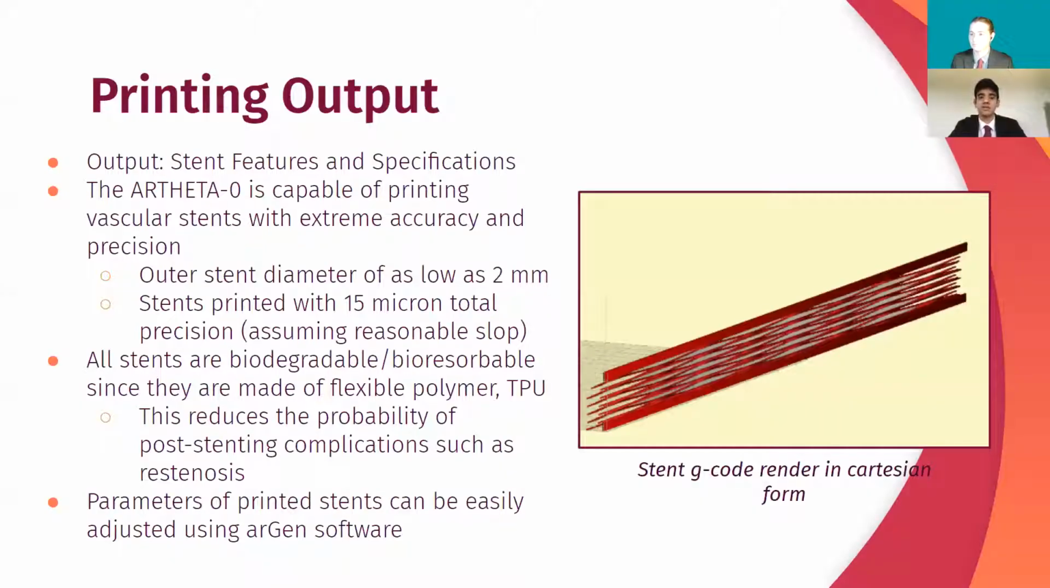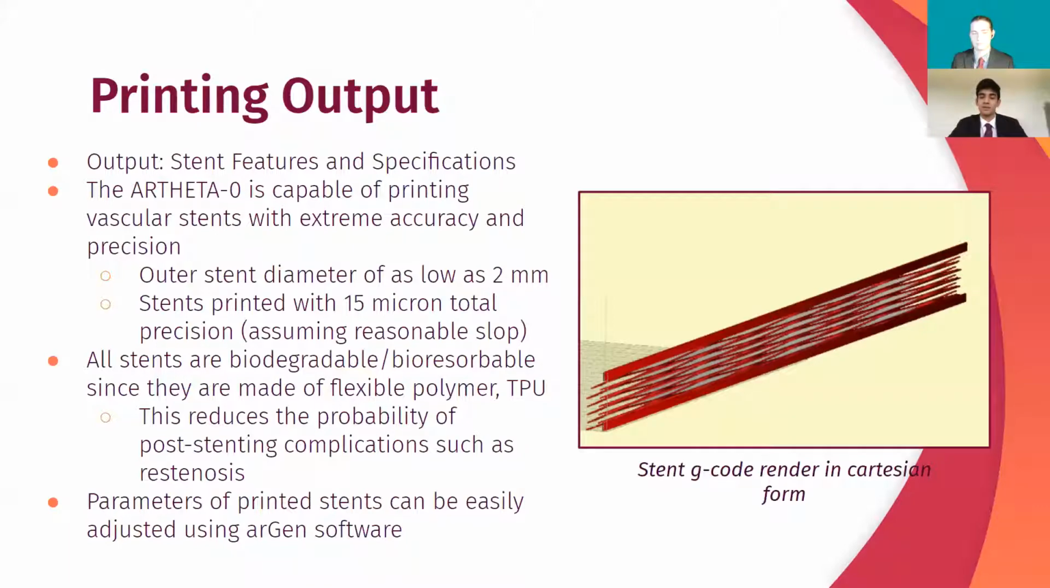So now on to the output of the actual printer. With all of these technical specifications that Connor and I talked about, stent quality is not compromised, as the R-Theta0 is capable of printing stents with extreme accuracy and precision. The outer diameter can be as low as 2 millimeters, and stents can be printed with 15 micron total precision with reasonable slop, which are great numbers for the industry.